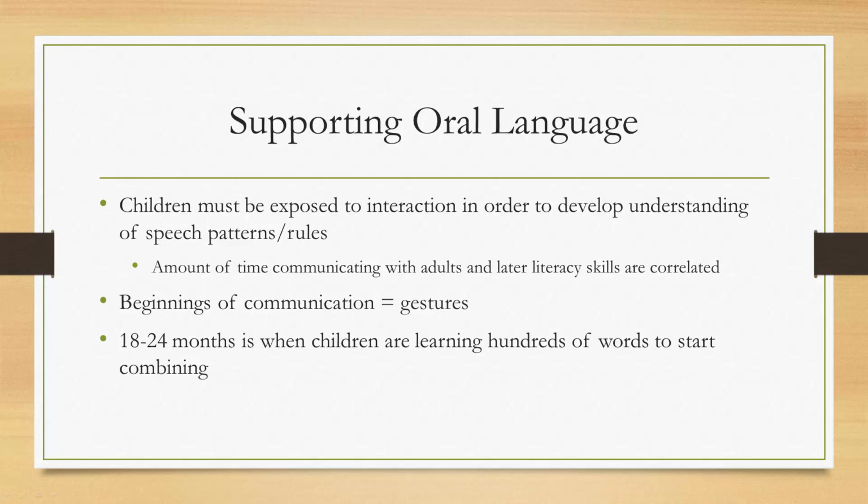So we already mentioned that communication begins with gestures. Around 18 to 24 months is when you're going to start seeing evidence that the children are actually able to combine the words that they have been learning and hearing the past year, year and a half, or 2 years of life. You're going to see them combining simple words such as "I do" or "no, that's mine," those types of things in the classroom.